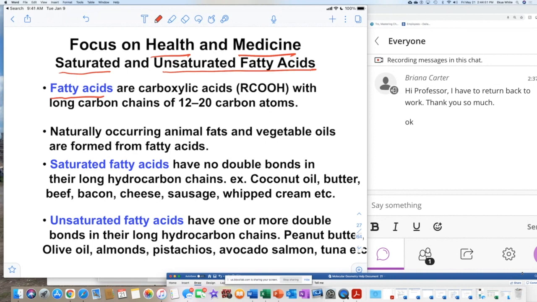Okay, fatty acids are carboxylic acids. Now we talked about carboxylic acids before, right? The R-COOH group. This is the one that has the rest of the molecule, carbon number one, O, and then hydroxide. We'll get to this again down the road. When we talk about fatty acids, we're talking about the molecules of fat. The molecules of fat are made up of fatty acids with long carbon chains. These carbon chains are about 12 to 20 carbon atoms, okay?